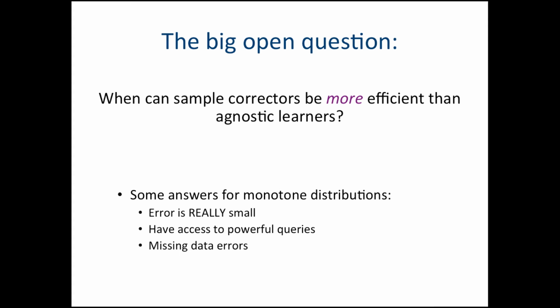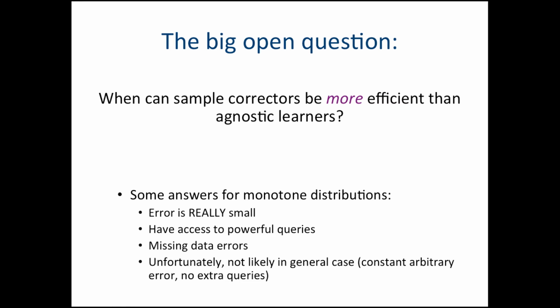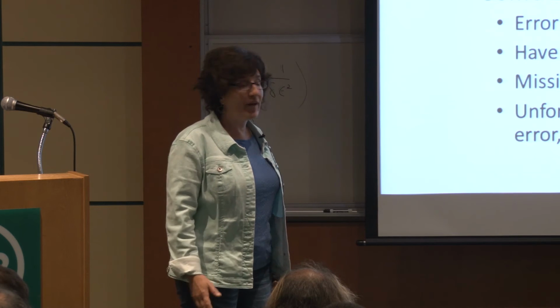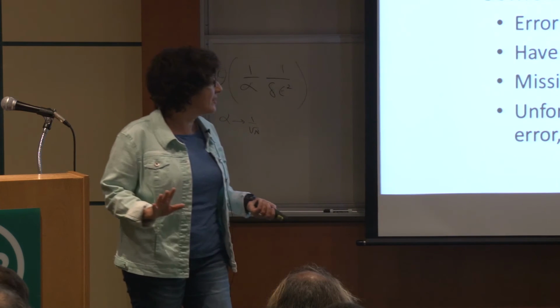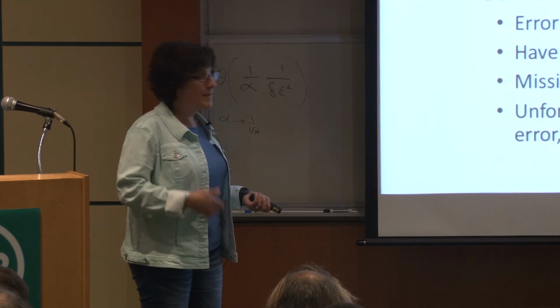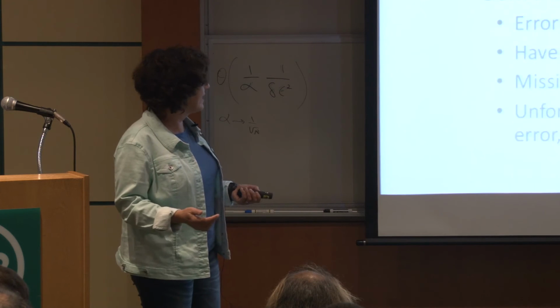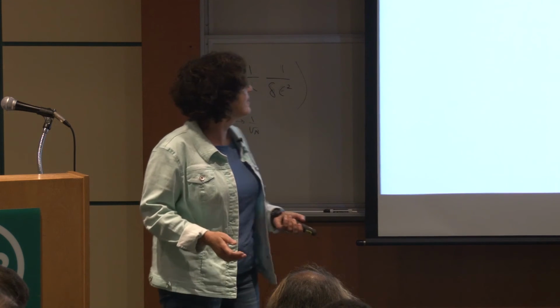Another case where you can do better than the learning bound is for certain types of errors, which I'm going to call missing data errors. Unfortunately, it's not likely you can beat the agnostic learning bound in general, because we have an argument from Paul Valiant to say this. That's the case of constant arbitrary error, not really small error, where you don't have extra CDF queries and you can't make any assumptions about the error.